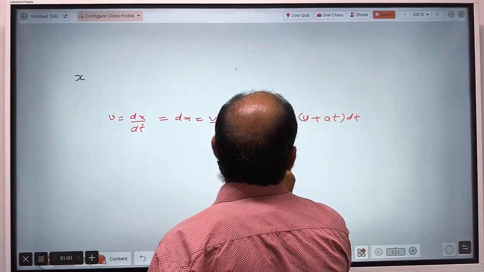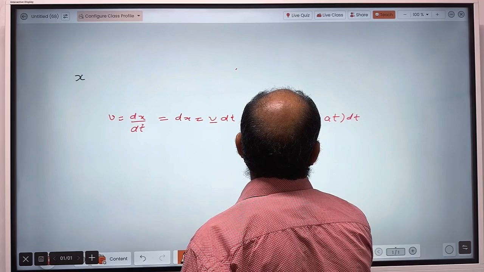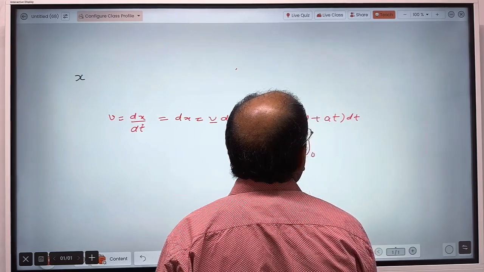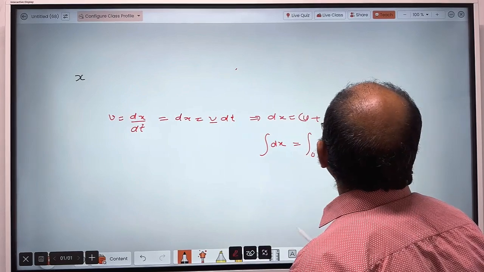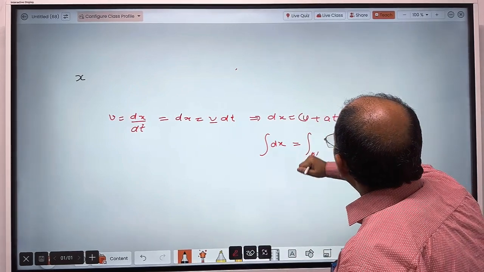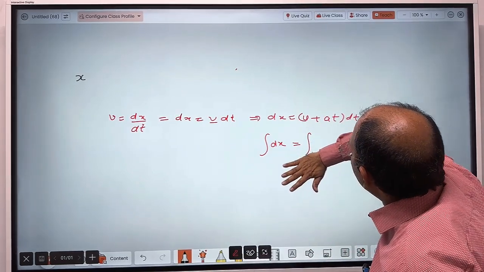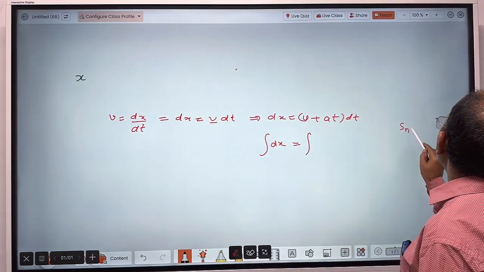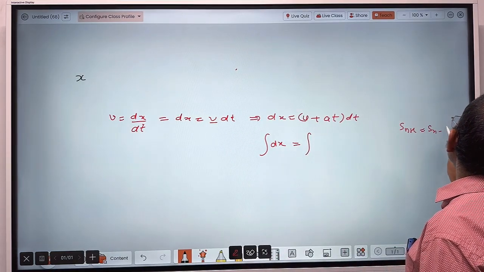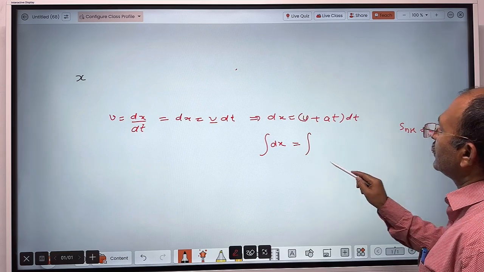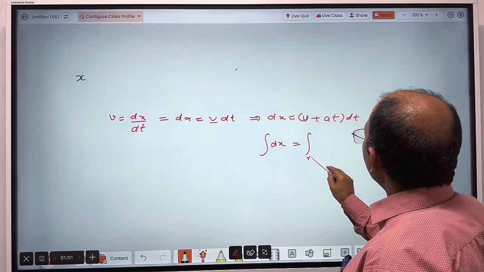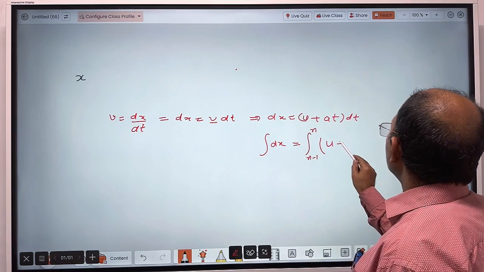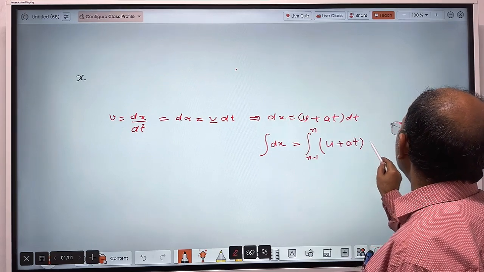Now we can integrate it. So here this is dx and this is integration. Here we have to keep the time, as I told you when we started, that Sn is equal to S n minus S n minus 1. So time we can write from n minus 1 to n second, and this is u plus at dt.